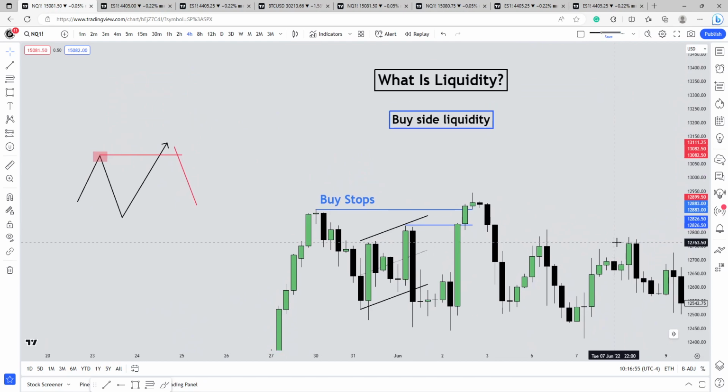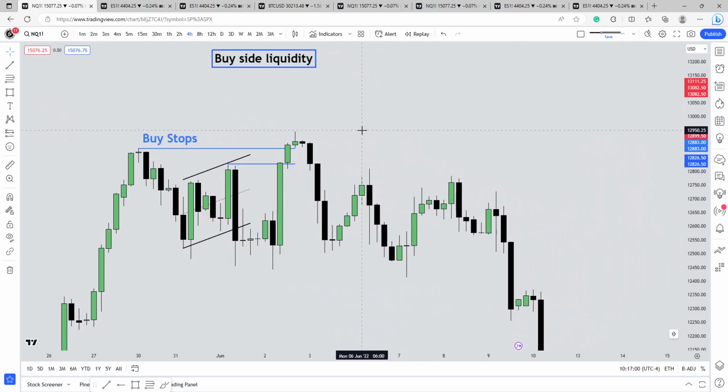That is the basics of what buy-side liquidity is. So above old highs is going to be buy-side liquidity. Just for some examples, we could draw out these old highs.